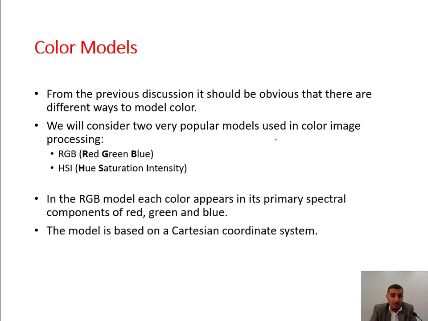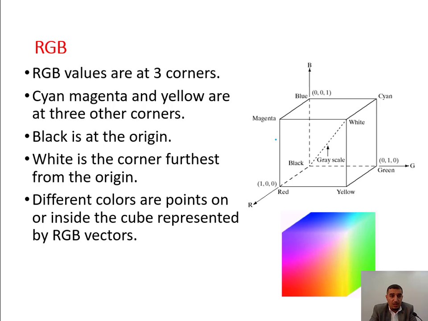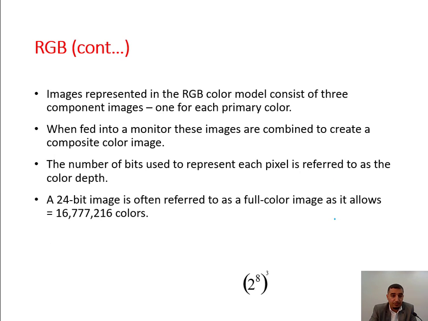In the RGB model, each color appears in its primary spectral components of red, green, and blue. The model is based on the Cartesian coordinate system. So the RGB values are in three corners, which are the red, green, and blue. In the corner over here is the black, and up here is the white, and you can see all the combinations. Here we have the cyan, the magenta, and the yellow. And from black to white you have this dotted line, which represents the grayscale colors.